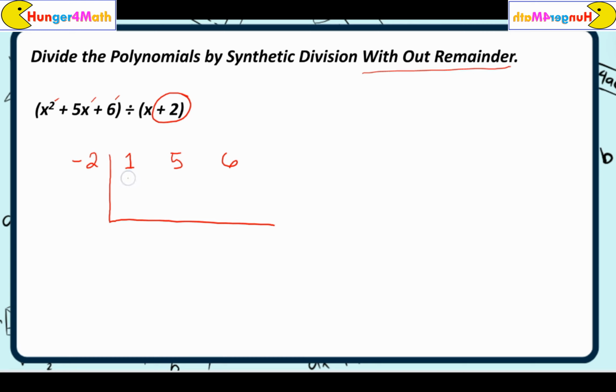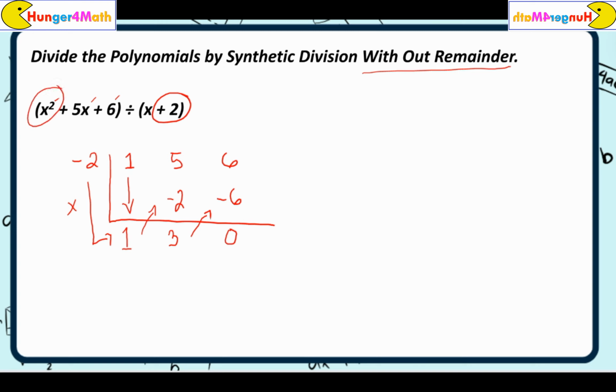Then let's solve. Bring down the first number, that is 1. Then we're going to multiply negative 2 times 1, which is negative 2, and we're going to write it over here. Then we add 5 plus negative 2, which is positive 3. Then multiply negative 2 times 3, which is negative 6, and write it over here. Then add 6 plus negative 6, which is 0. So we're going to multiply and add until we get to the last number. Now we're going to rewrite our answer: 1, 3, and 0.